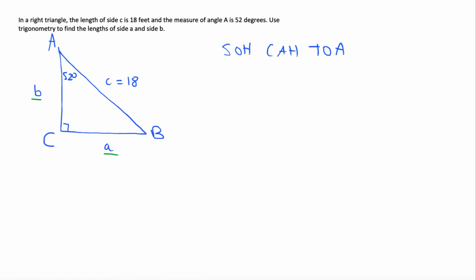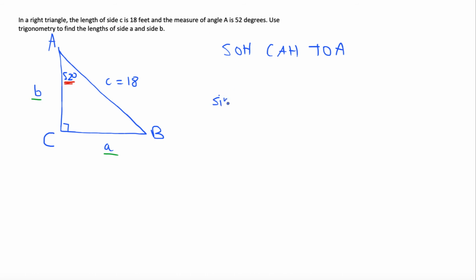Now let's take a look, right? In terms of this angle here, in terms of 52 degrees, notice that this is the opposite side, and this is the adjacent side. I'm sorry, it is next to it, but this is the adjacent side, right? This is the hypotenuse. So in relation to angle A, this is the opposite side and this is the hypotenuse, right? So opposite and hypotenuse, we would use sine for that, right? So let's set that up.